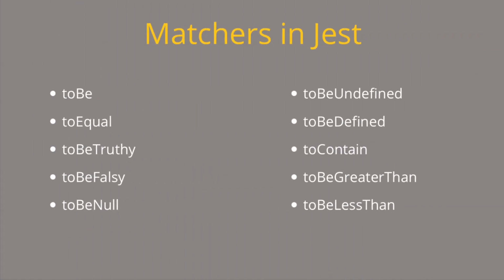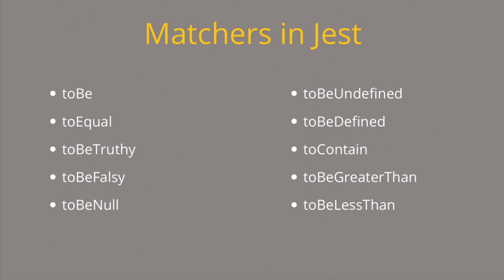So matchers in Jest are functions provided by the Jest testing framework that are used to test the behavior of values in a more precise way. They allow you to make assertions about the value being tested and help to write more readable, expressive tests. Some commonly used matcher functions are included in Jest that we are going to see. Let's see one by one.